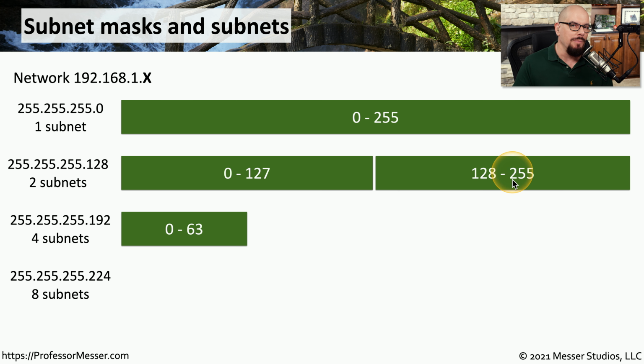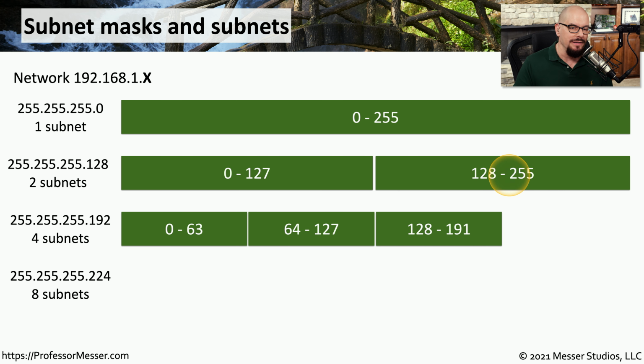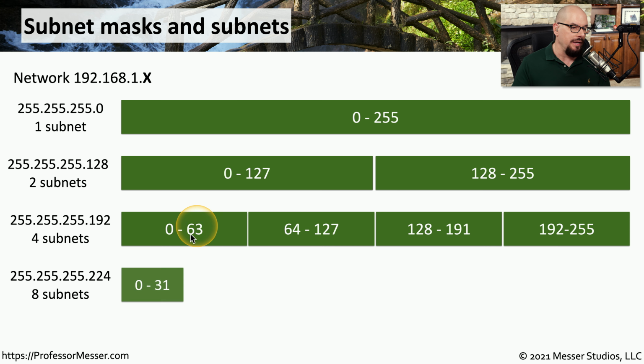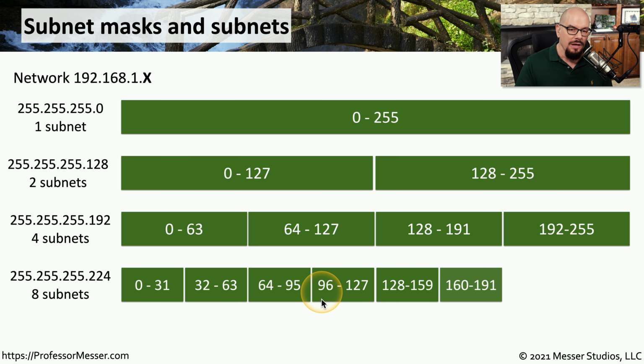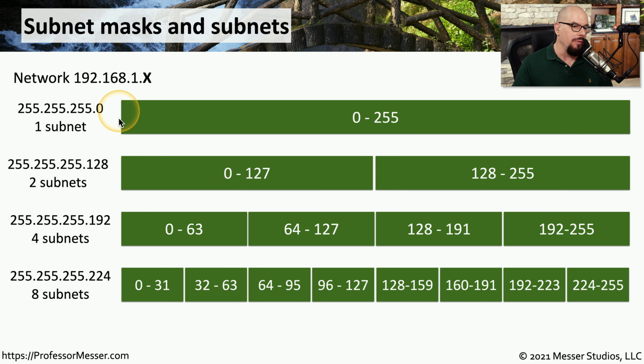If we continue borrowing bits from the subnet, we can separate it even further into 4 separate subnets, or in the case of 255.255.255.224, we have 8 separate subnets that we've created, all from that original subnet mask. And obviously, the range for that particular subnet is between 0 and 31, which is compared to the original range of 0 to 255.